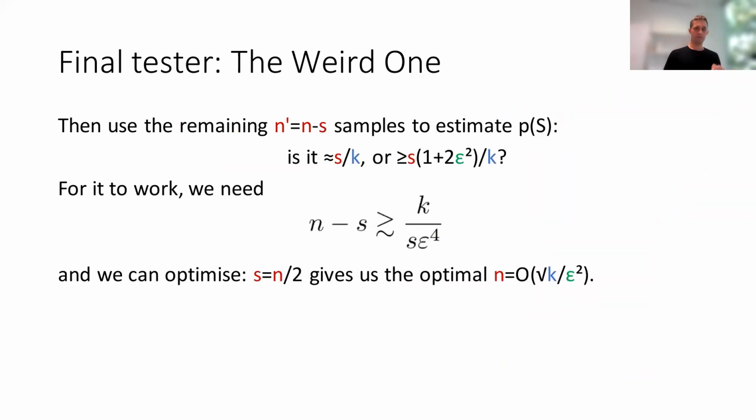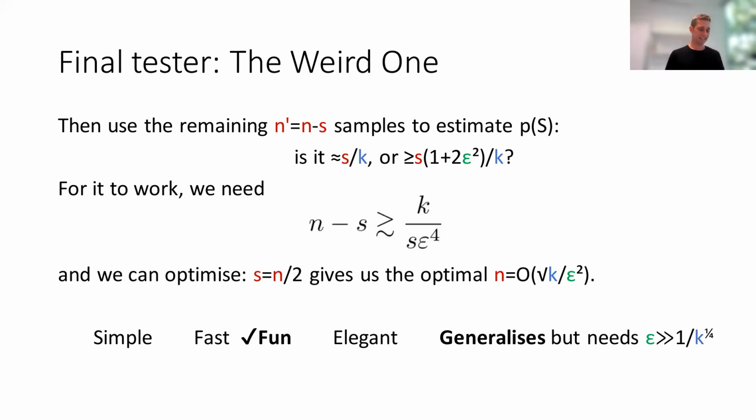So if you do the math, with a lot of wishful thinking, you want to estimate that bias. If you look at that fact I had earlier, what you will need is the second part of the samples, n minus S, to be at least this quantity, K over S epsilon square. If you optimize, the right thing to do would be to set S equal to n over 2, so first half of samples, second half of samples. That will give you the optimal sample complexity.